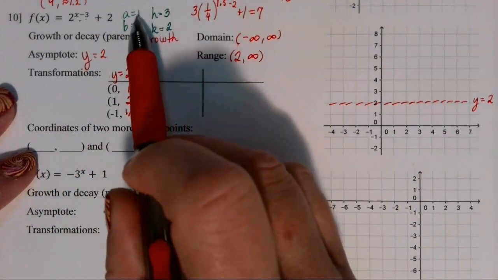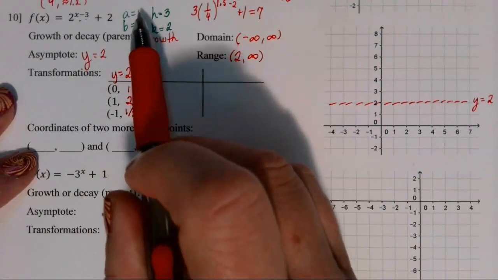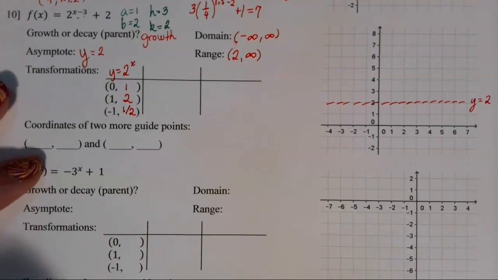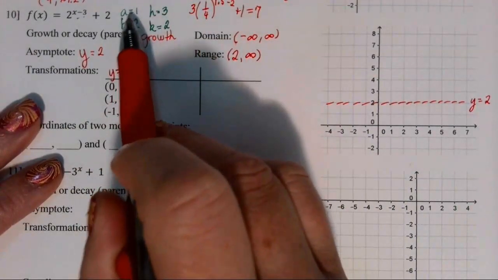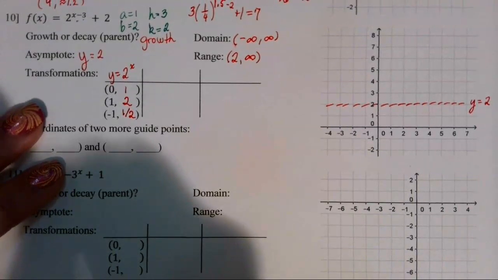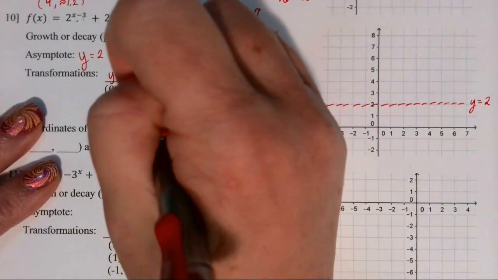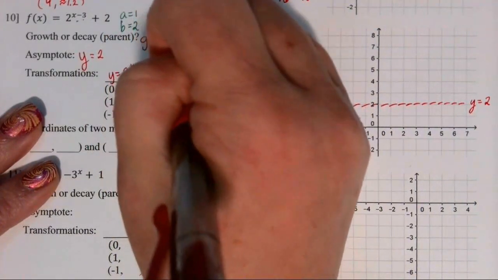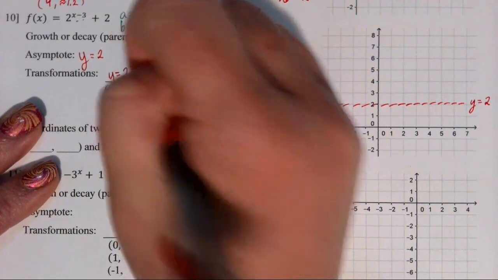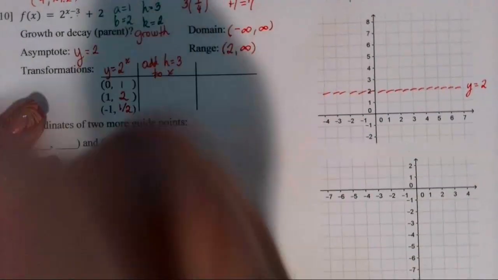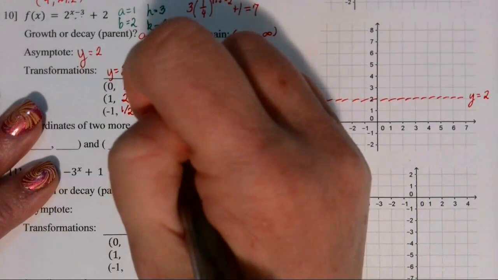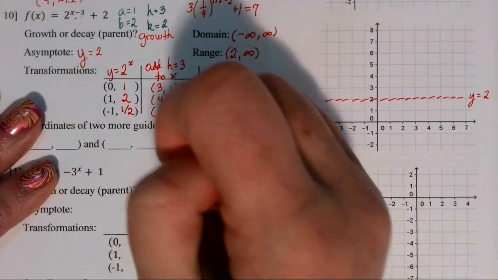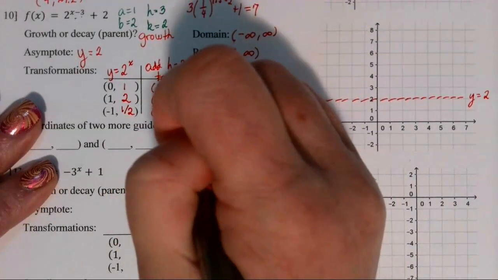Okay, since the a is a positive 1, there's no sense multiplying each of these y values by 1 because they're not going to change. There's been no vertical stretch or shrink and no reflection. So we'll skip over the a rather, and then we're going to add the h, which is 3, to the x coordinate of each one of these points. So 0 plus 3 is 3. 1 plus 3 is 4, and negative 1 plus 3 is 2.